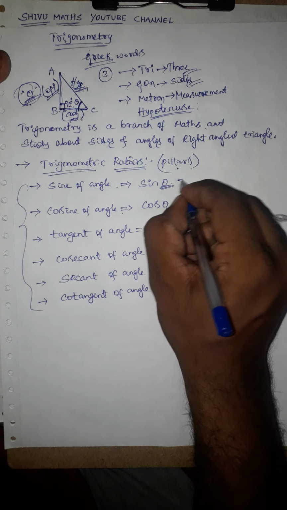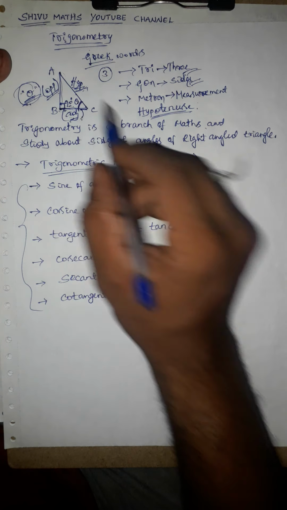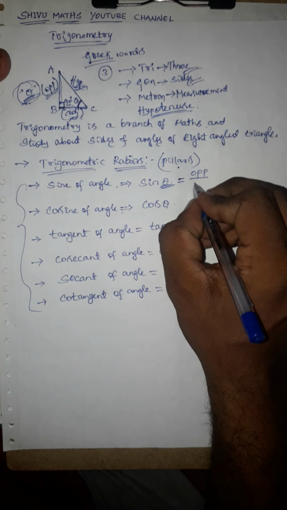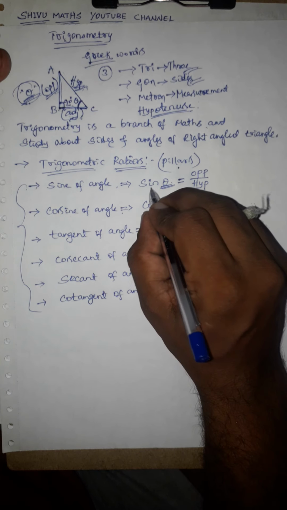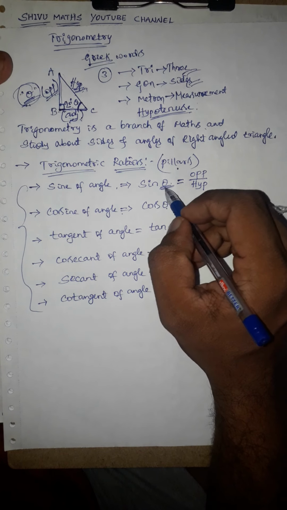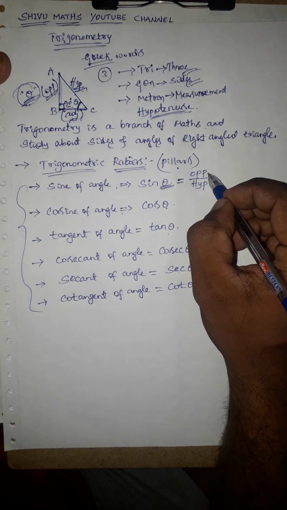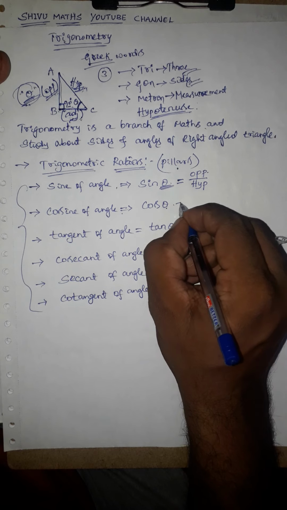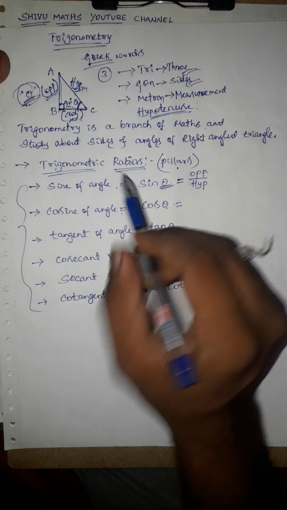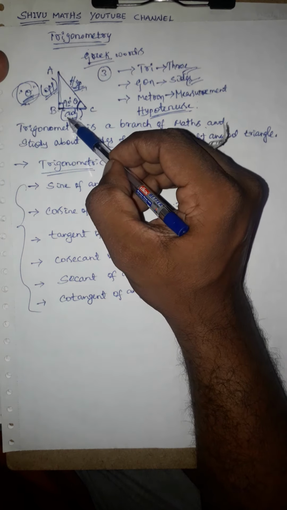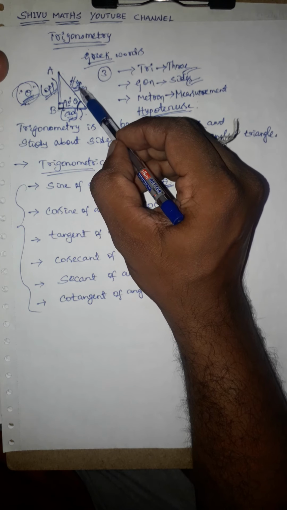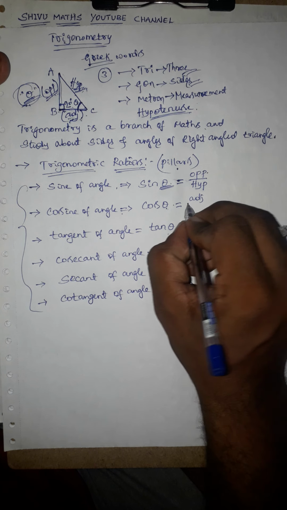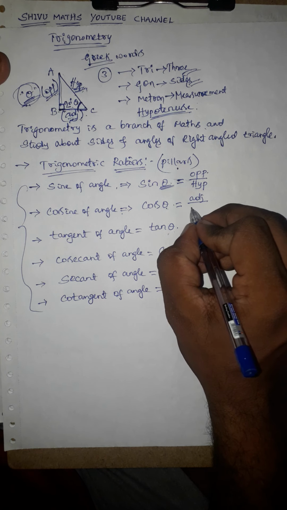I consider the ratio of the opposite side to the hypotenuse side, so that is sine theta. Sine theta means the ratio of the opposite side to the hypotenuse side. Next, the second one is cos theta. Cos theta is the ratio of the adjacent side to the hypotenuse side. That's why I take adjacent divided by hypotenuse.